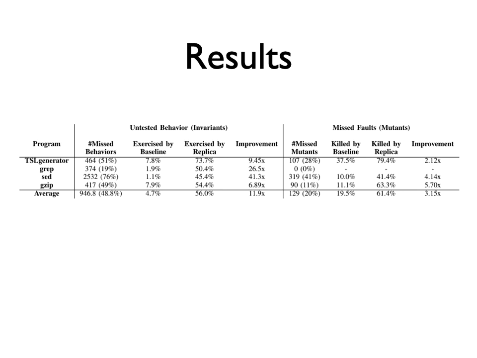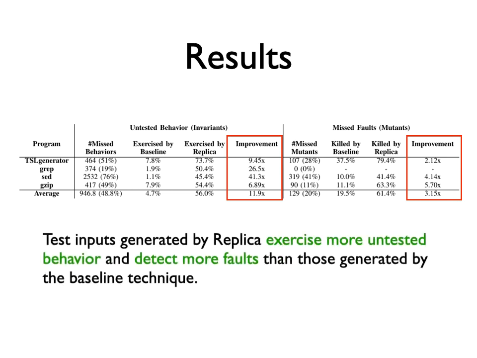So in terms of the invariants, the inputs generated by Replica covered 11.9 times more untested behaviors than those generated by CLE. And in terms of the faults or mutants, the inputs generated by Replica detected 5.15 times more faults than those generated by CLE. So these results show that Replica can generate test inputs that exercise more untested behavior and detect more faults than those generated by the baseline technique CLE.